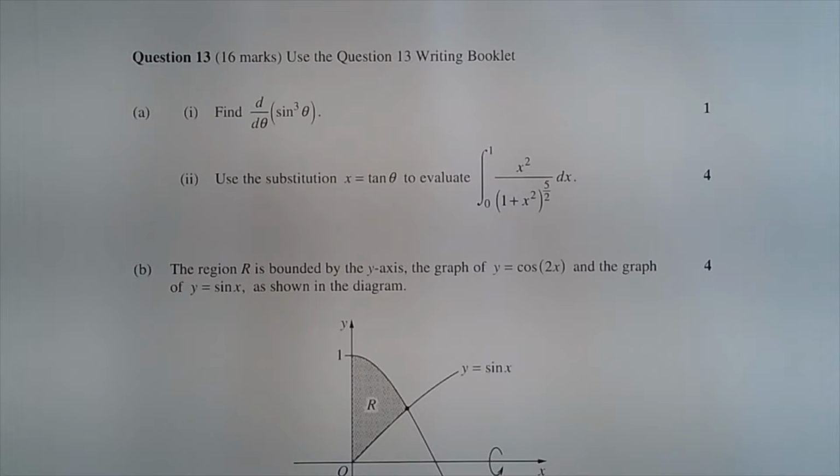Part 2. Use the substitution x equals tan theta to evaluate the integral from x equals 0 to x equals 1 of x squared over (1 plus x squared) to the power of 5 over 2 dx.